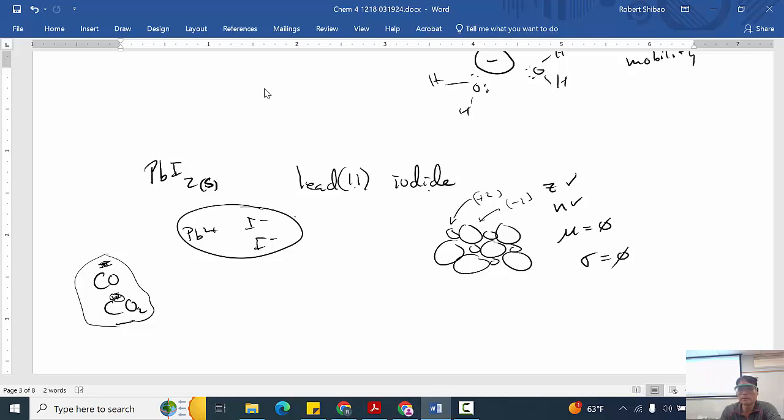And therefore sigma is no good. No mobility, no conduction. So what we can do is try to break apart the lattice using water. This is a solution of what we call saturated lead-2 iodide, which is just dissolving as much lead-2 iodide as possible. We can see some excess lead-2 iodide on the bottom that doesn't dissolve.